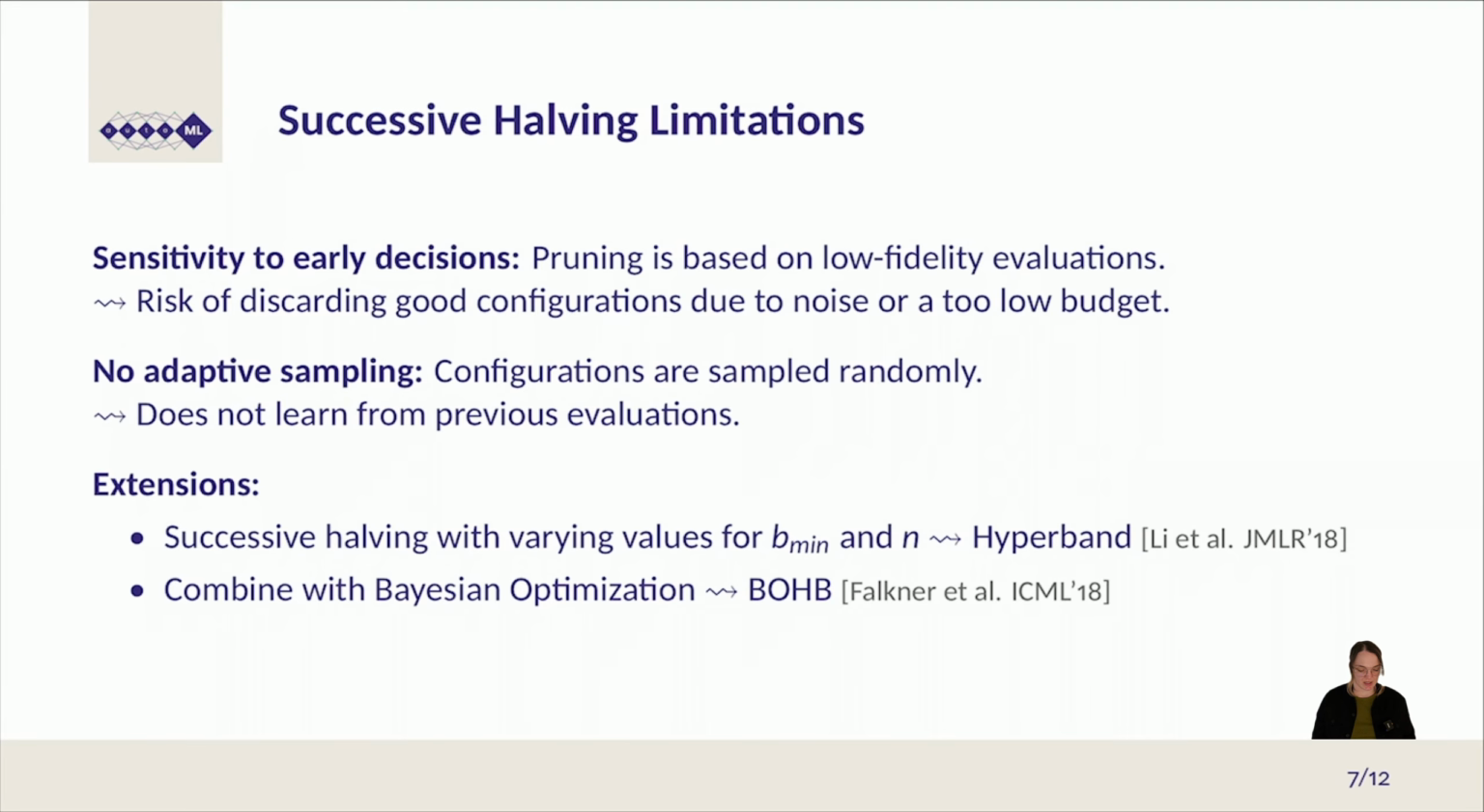And we will now discuss 2 extensions. One is addressing the first problem, the sensitivity to early decisions. This is called hyperband. And the second one, I already teasered it, is that we do Bayesian optimization instead of random sampling.